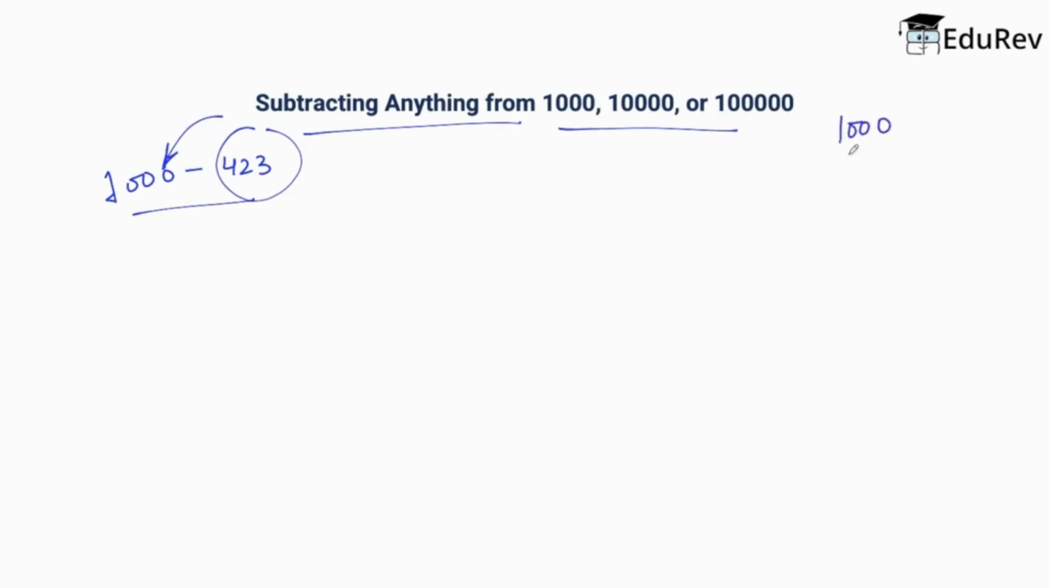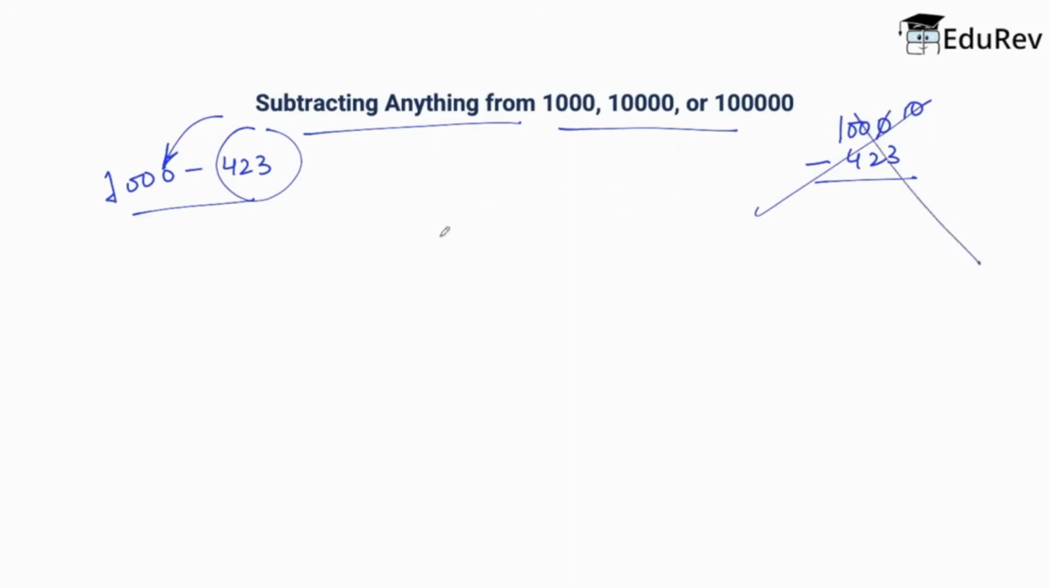We need to see how we need to subtract anything from 1000, 10,000, 1 lakh and all. Now, if you are making calculations and want to know how to calculate fast in mind, this tip is for you. For example, if you want to subtract 423 from 1000, then what are you going to do? Initially you will do something like this, right? So you make this and then you take the carry over and all that. But we are not going to do this.